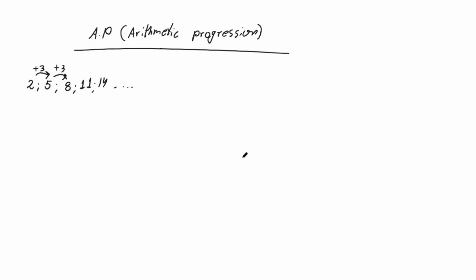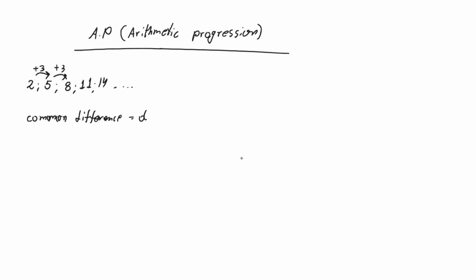So, in arithmetic progression, we call it common difference, and it's simply called d. So, d, or common difference, is the step size between each number.